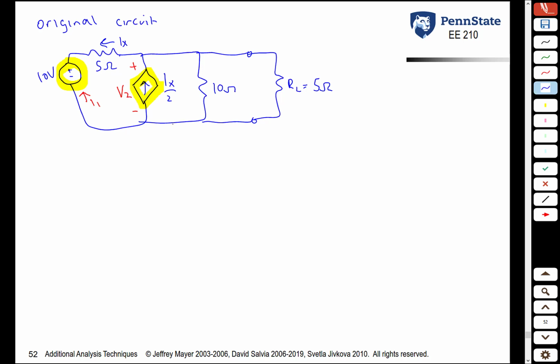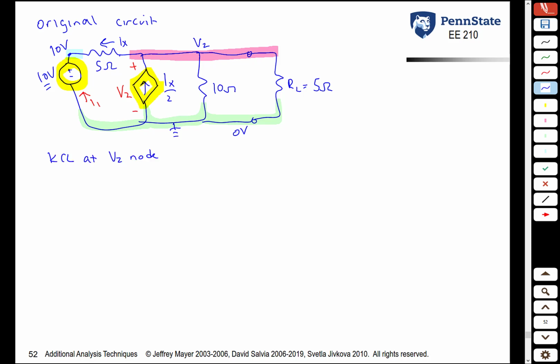I'm going to use nodal analysis. I will define ground. So ground is here. This is all 0 volts. We have a node up here. I'll call that voltage V2. And then we have a node here. That voltage is given. It's 10 volts because of this independent source. So we're going to do KCL at the V2 node.